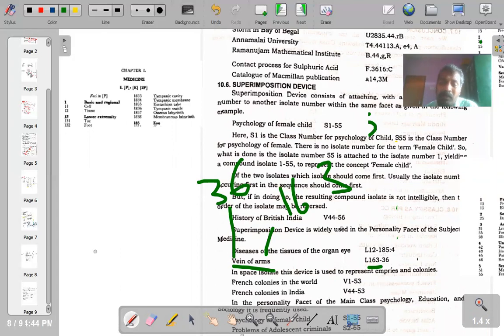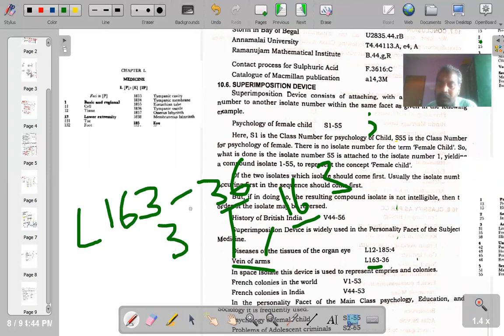How to construct the number? L stands for medicine. Out of these two, which is the smallest number? I should find it. 6 is the smallest number, 3 is a big number. So 163 hyphen 36. Please understand. Don't worry, sir. Whether 163 is bigger or 36 is bigger? It's not that way.